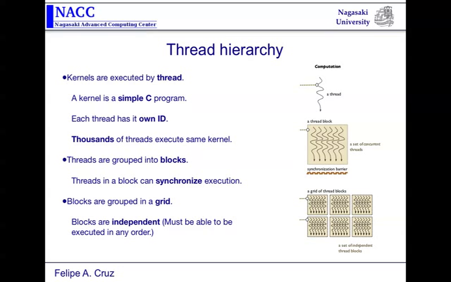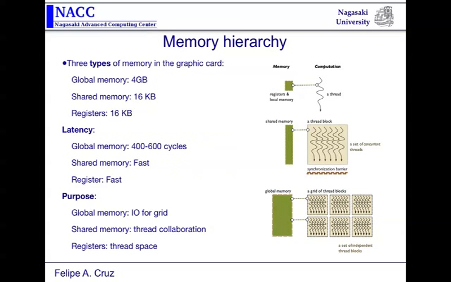Okay, and this is a thread hierarchy, and this is closely related to the memory hierarchy. And the reason for that is that you need to take advantage of all the little resources that you have available and you squeeze them as much as you can. So there are basically three types of memory within the GPU. You have global memory, you have shared memory, and you have registers.